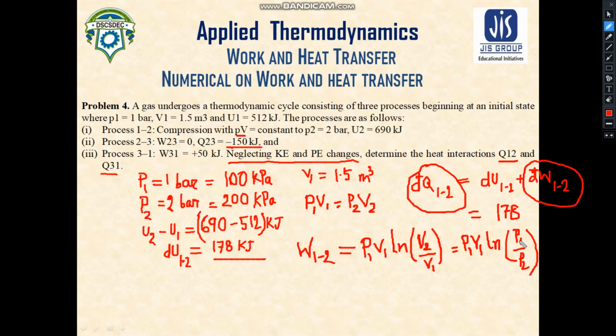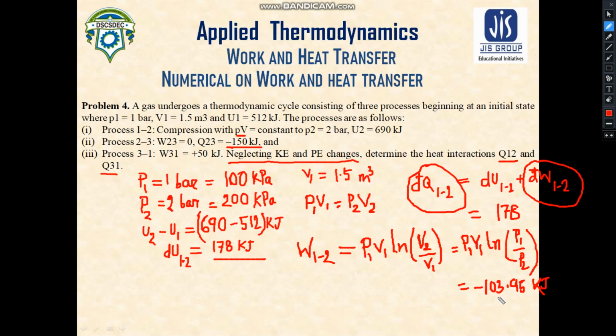So we know the values of P1, P2, and we know the value of V1. If you put the values given here, we will get an answer of 103.95 kilojoules. So the work done for this process 1 to 2 can be easily calculated by this process.